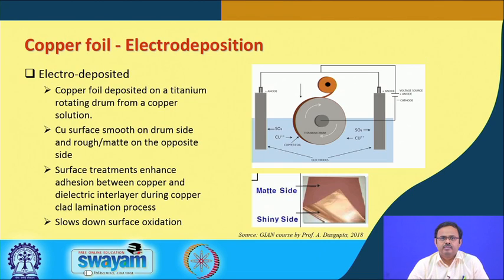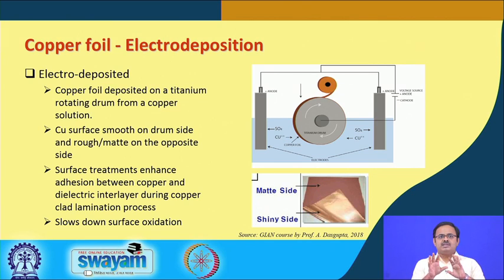All right. So, we are talking about copper foil, and we said that there are two different ways by which this copper foil can be made. The first is called electrodeposition, which is shown over here. In electrodeposition, the copper is electrodeposited to form the copper foil.